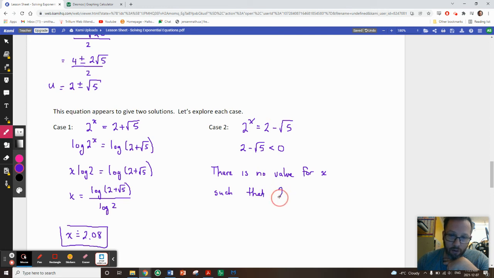such that 2 to the power of x is less than 0. What our second case brings us to here is that there's no other solution. Our second case does not give us a solution.